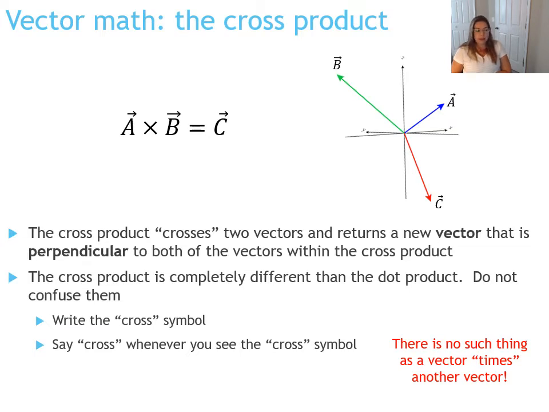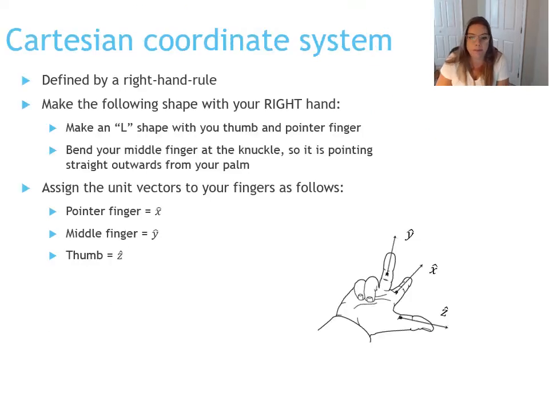Please don't confuse the dot product and the cross product, because in regular scalar math, the x, the dot, all of that just means multiplication. In vector math, when we're dealing with vectors, they have completely different meanings. So now we're going to talk about the cross product in a different way. We talked about the graphical method already. Now we're going to talk about the component form method.